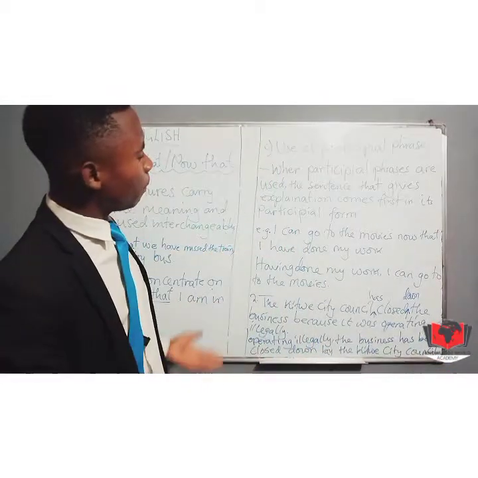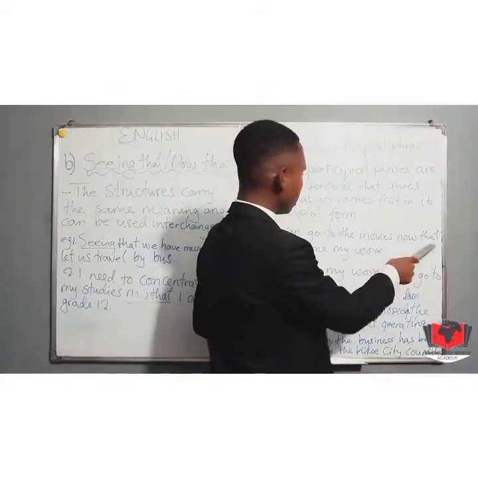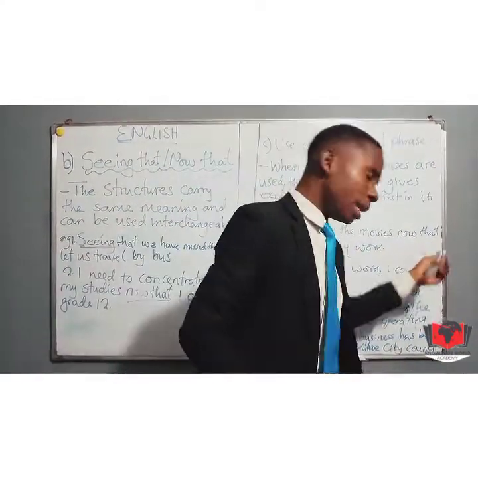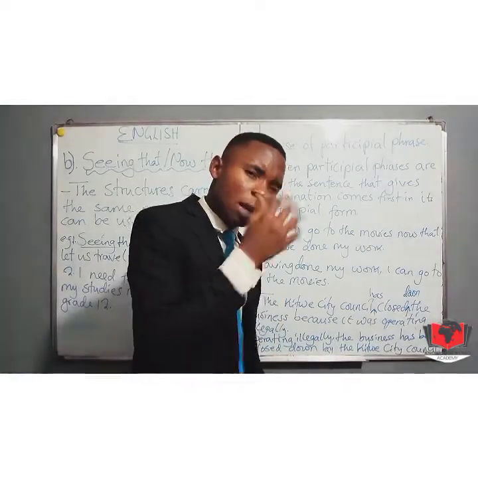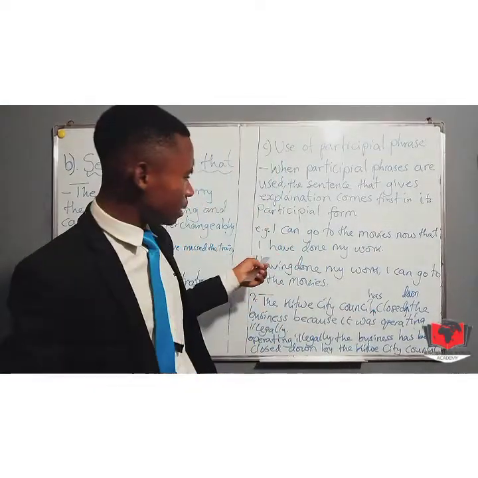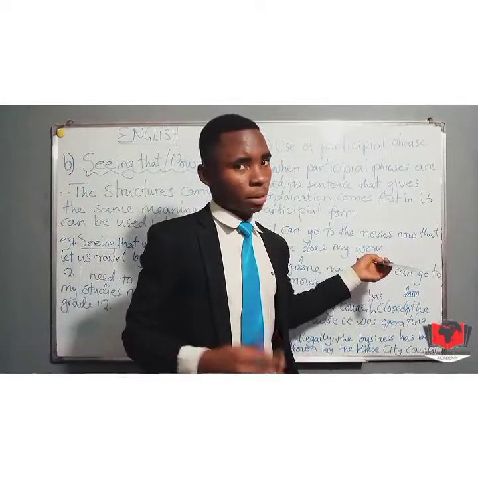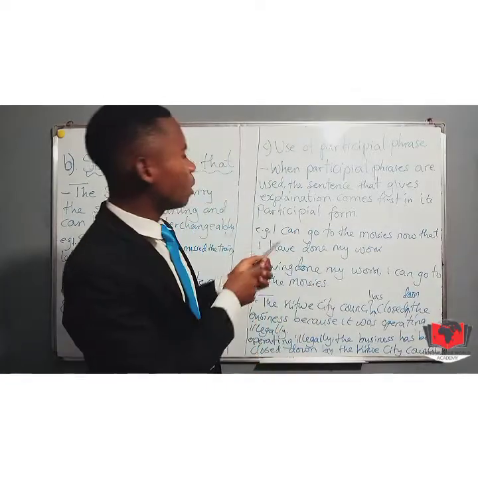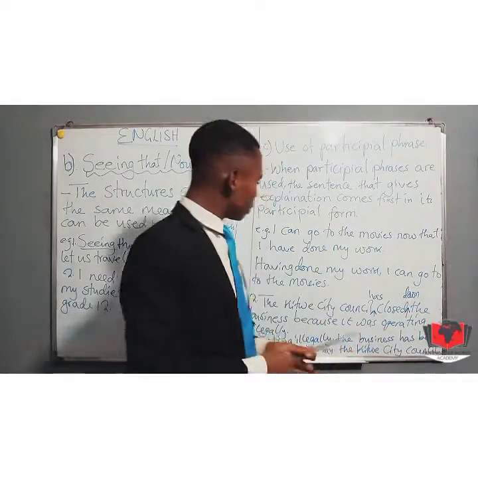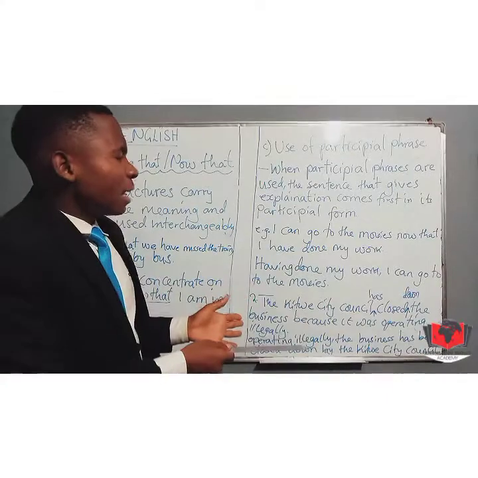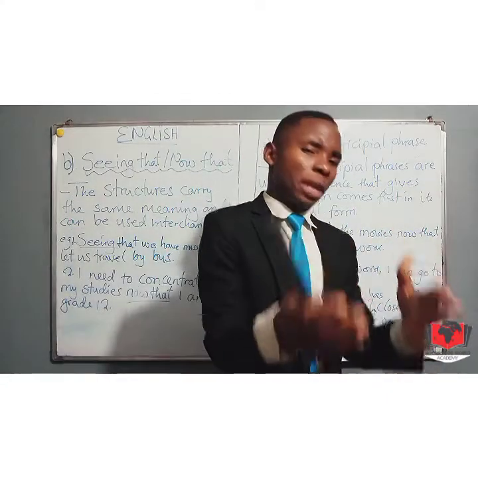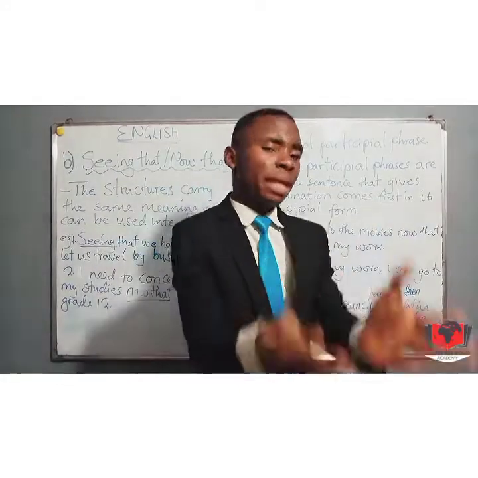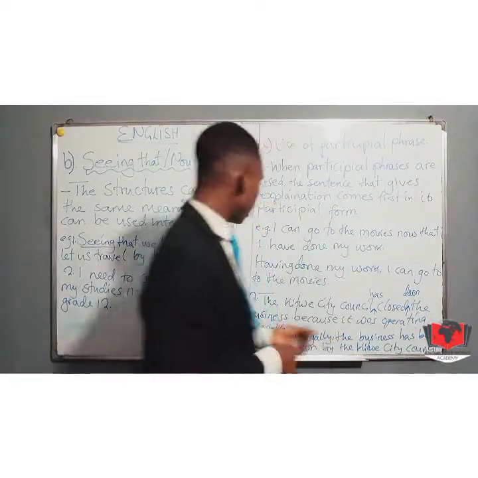So, for example, I can go to the movies now that I have done my work. What's the reason here? It is that this person has done his or her work. He's done doing the work. That's why he or she can go to the movies. So, when we use the participial phrase, the reasoning sentence, or the sentence that gives explanation, should come first.